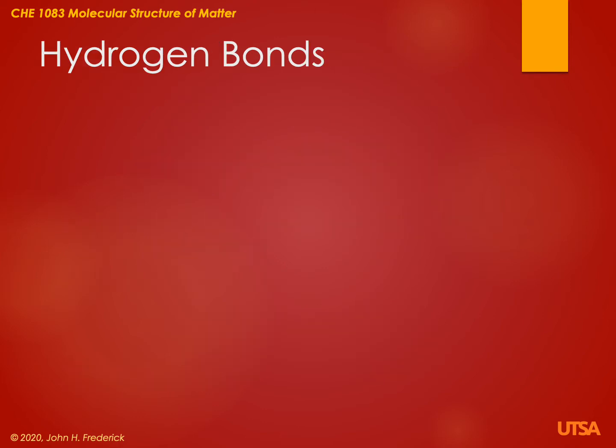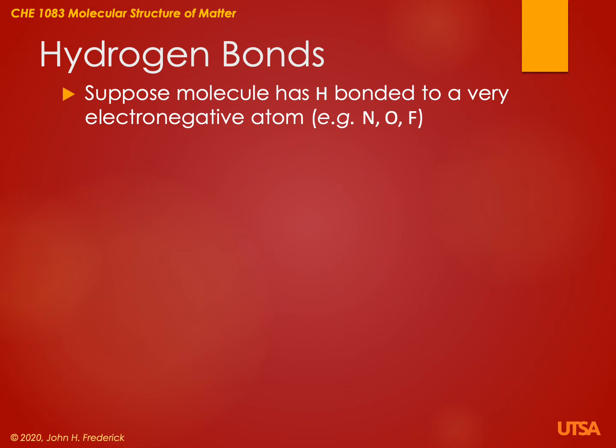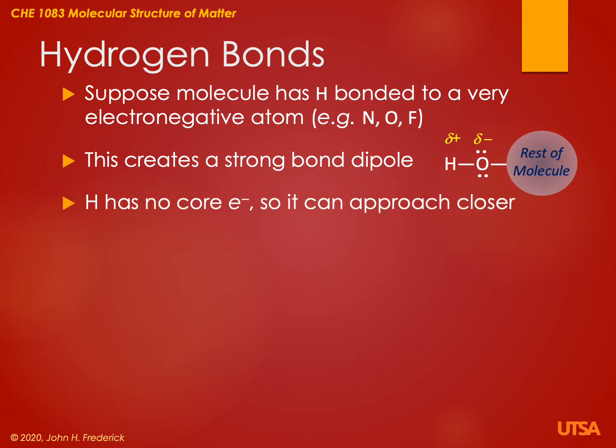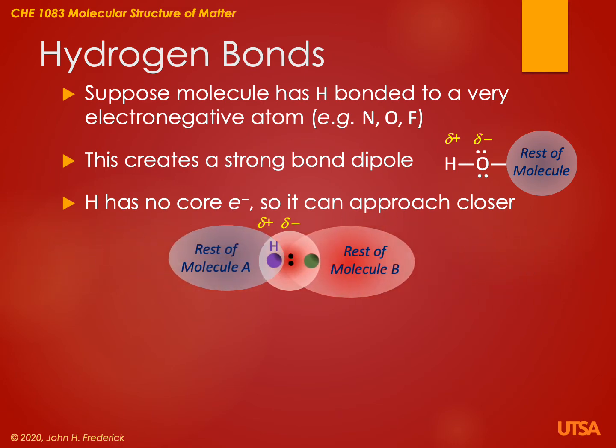Let's see how this changes now, though, when we have a partial charge that's associated with a hydrogen atom. So we're going to suppose that hydrogen on a molecule is bonded to a very electronegative atom, particularly nitrogen and oxygen, although it can also include fluorine. In this case, and this is a case for an alcohol, we'd have hydrogen bonded to an oxygen, which is then bonded to the rest of the molecule, and it creates a strong bond dipole with a partial positive charge on hydrogen, a partial negative charge on oxygen. Hydrogen doesn't have any core electrons, so it can actually approach closer to a different molecule of the same type and get closer to that nucleophile on the other molecule.